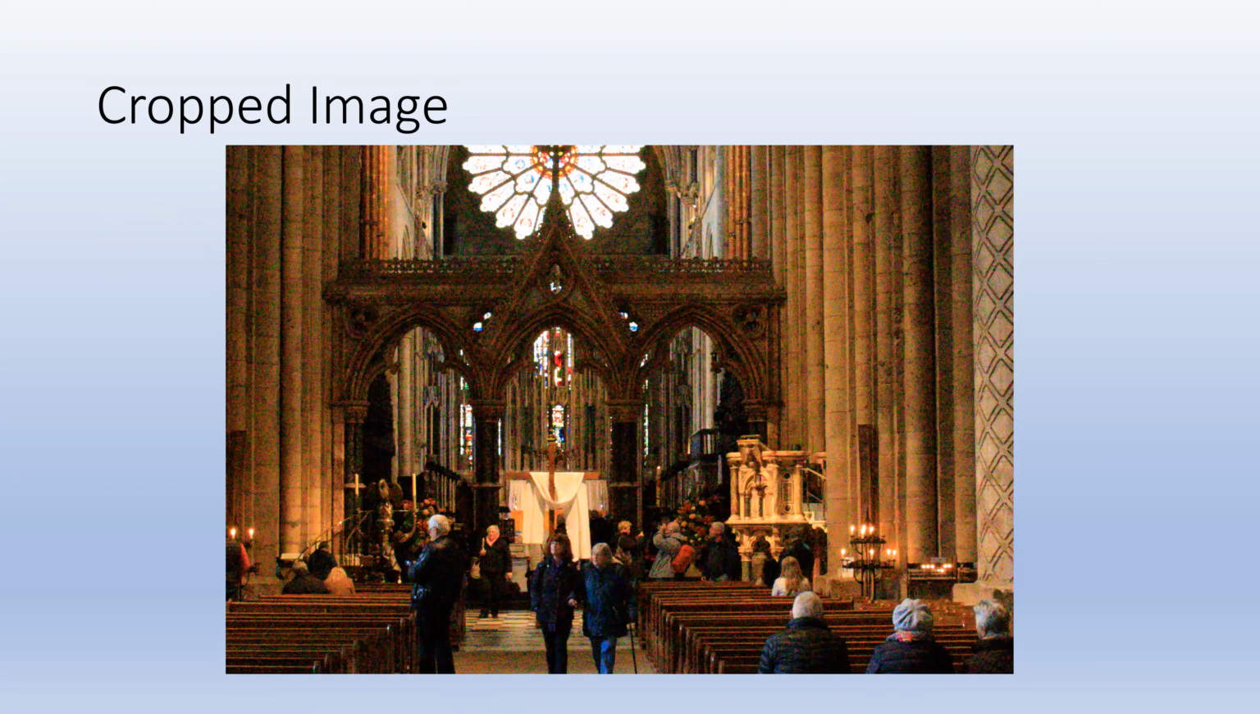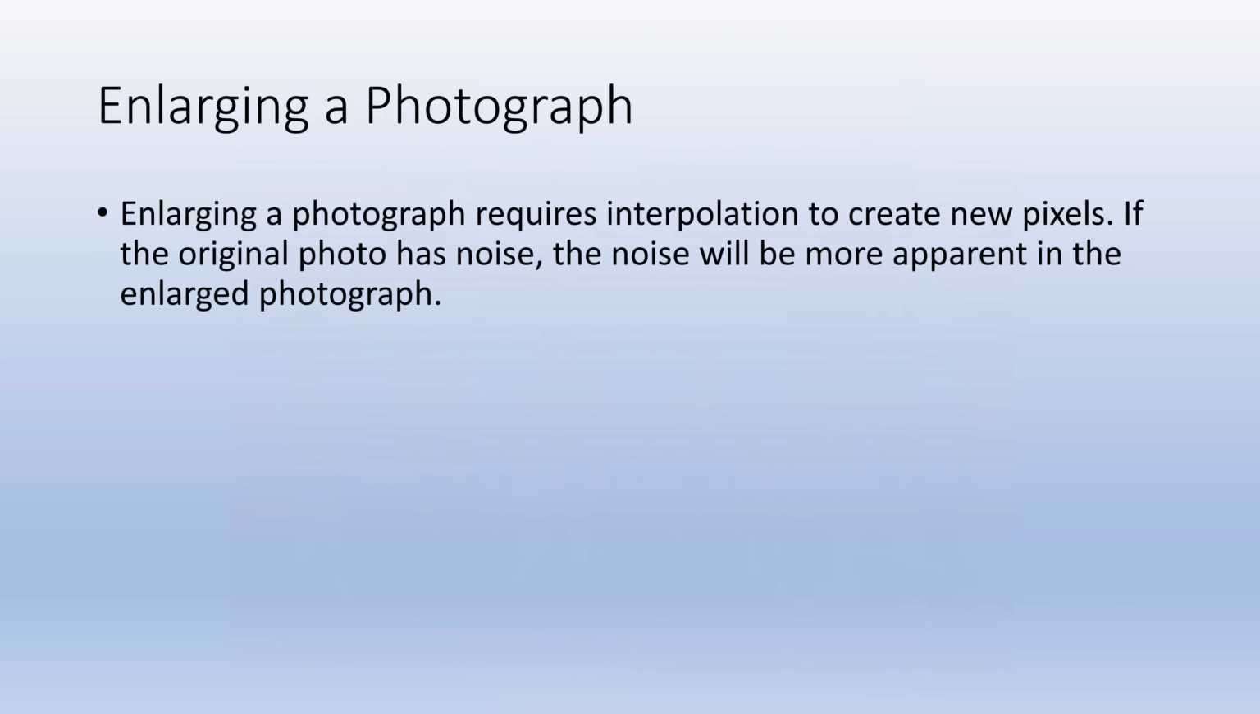That doesn't look quite so good, does it? There's a lot of noise in that. This was shot on a Canon 5D Mark IV at ISO 12,800. So, like I said earlier, if you crop a photo too much, you have to interpolate to create new pixels. And if your original photo has noise, like the one I've just shown you, then the noise will also be enlarged.